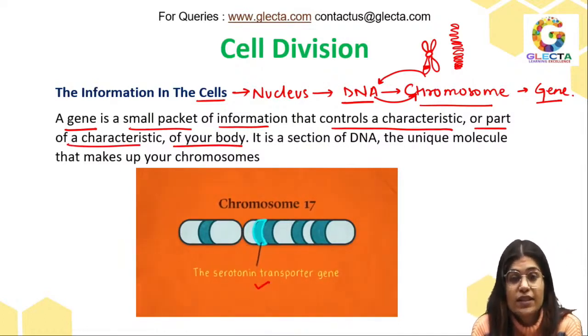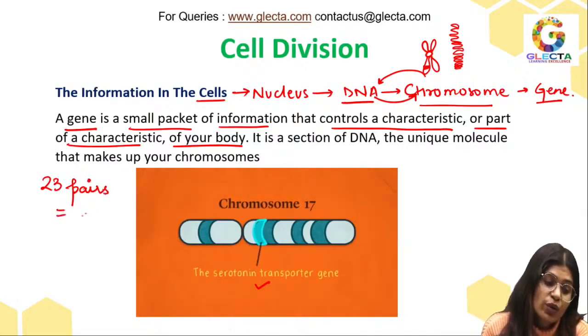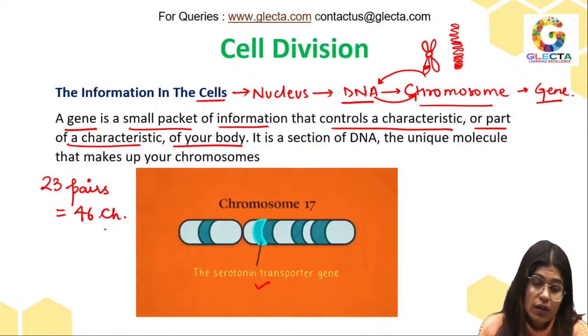This gene is present on chromosome number 17. But that brings me to a question. How many chromosomes does a cell have for this to be chromosome 17? A single cell has 23 pairs of chromosomes. Sometimes we also use the number 46, but we use that for chromosomes individually.